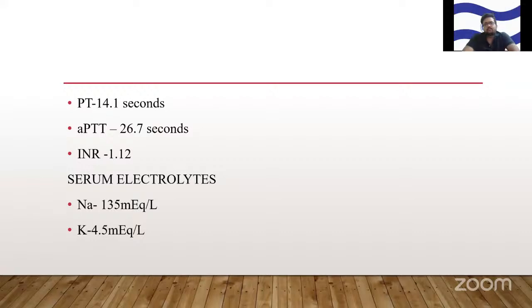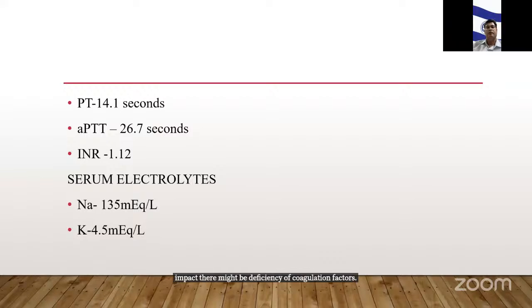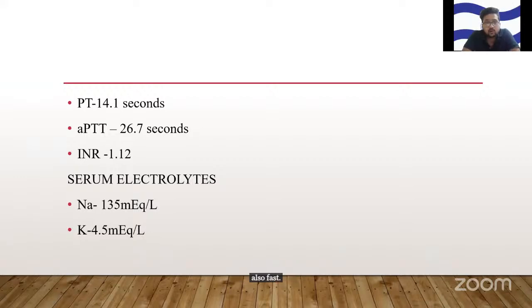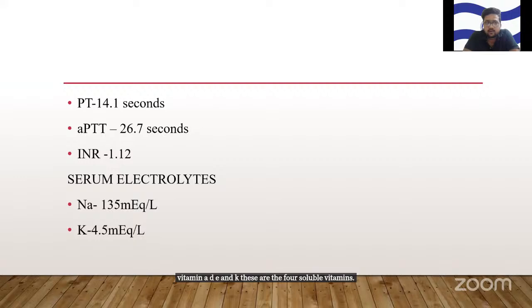So why is the coagulation profile important in liver failure patients or any pathology in the liver? The liver is involved in synthesis of coagulation factors. So if the liver function is impaired, there might be deficiency of coagulation factors. What are the fat soluble vitamins? Vitamin A, D, E, and K. Is there any significance for our case and fat soluble vitamins?